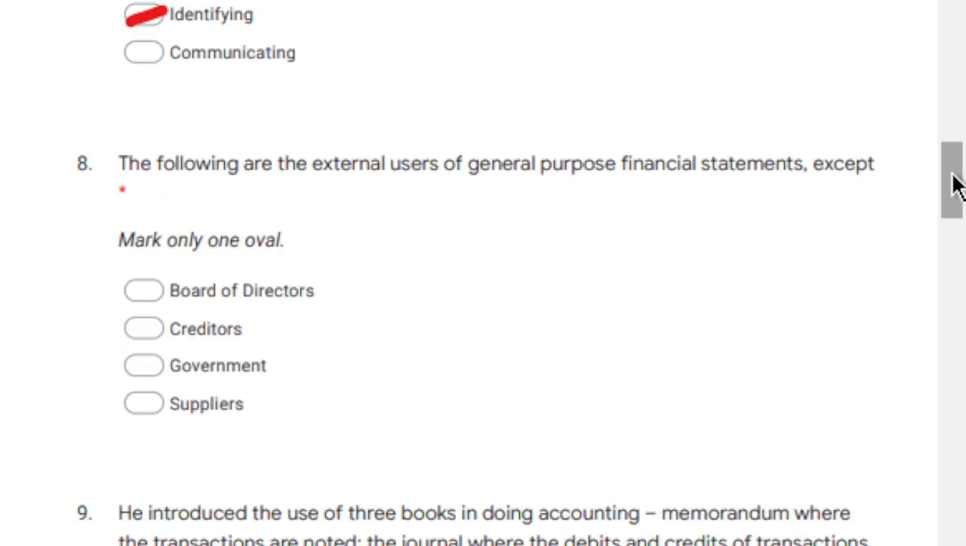The following are the external users of general purpose financial statements except. So, when we say external users, those are outside, yung mga outsiders ng business. So, creditors, government, and suppliers, they are external users except the first option, which is the board of directors. So our answer for this number is board of directors.